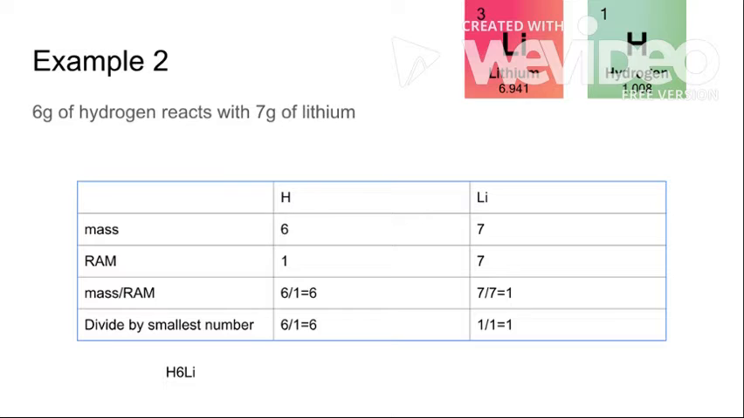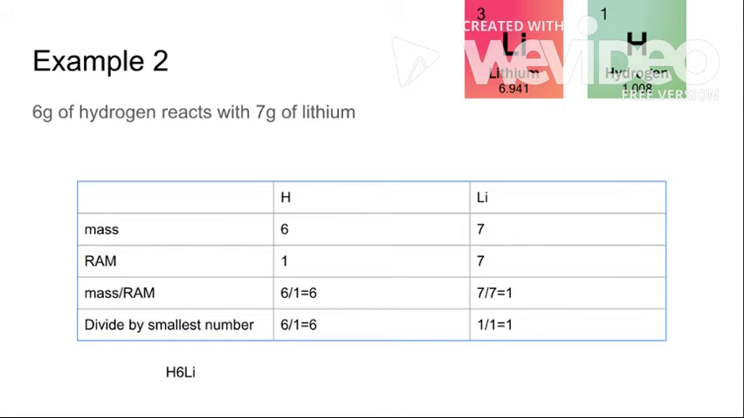Again, if we look at the second example I've got for you here, we have lithium and hydrogen. Possibly a bit more complicated, but I'll explain it. We have 6 grams of hydrogen and 7 grams of lithium. Looking at the relative atomic mass, lithium is 7 and hydrogen is 1. So for hydrogen, mass over relative atomic mass is 6 over 1 equals 6 this time, so a larger number. And then lithium, 7 grams, and the relative atomic mass is 7, so this will equal 1.